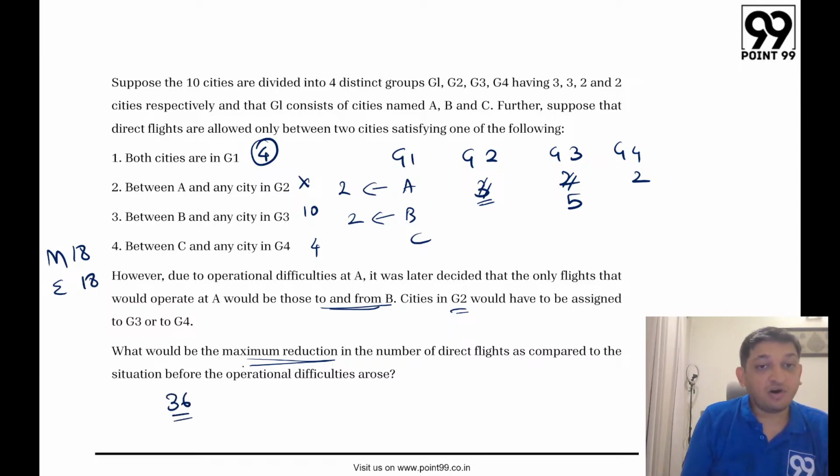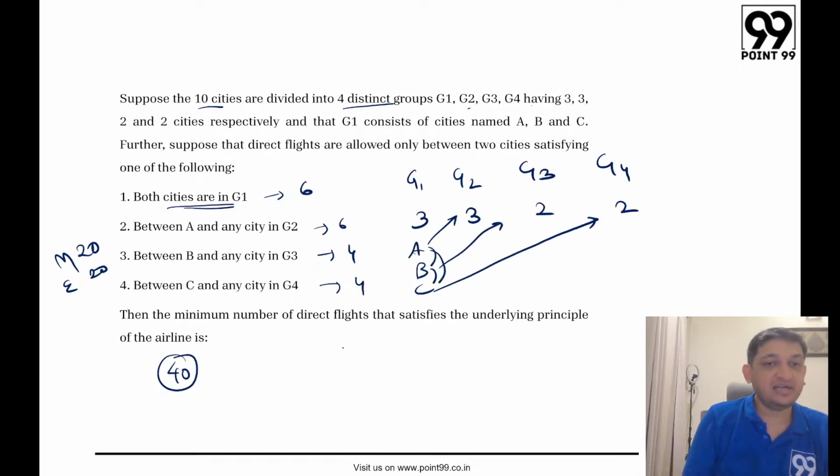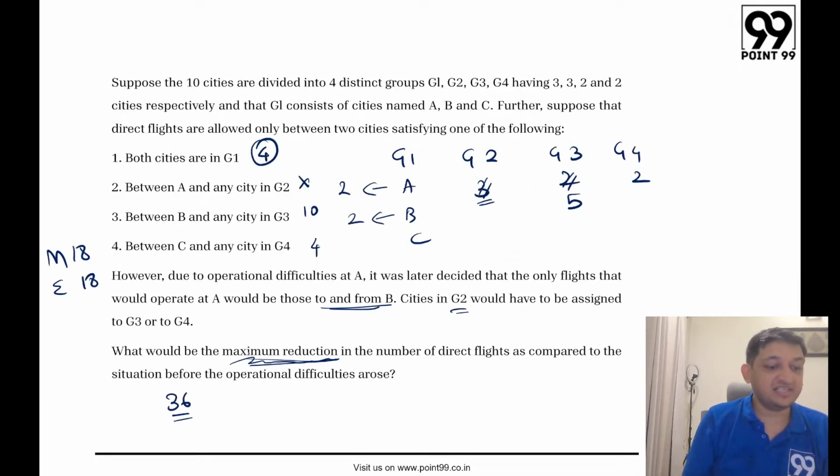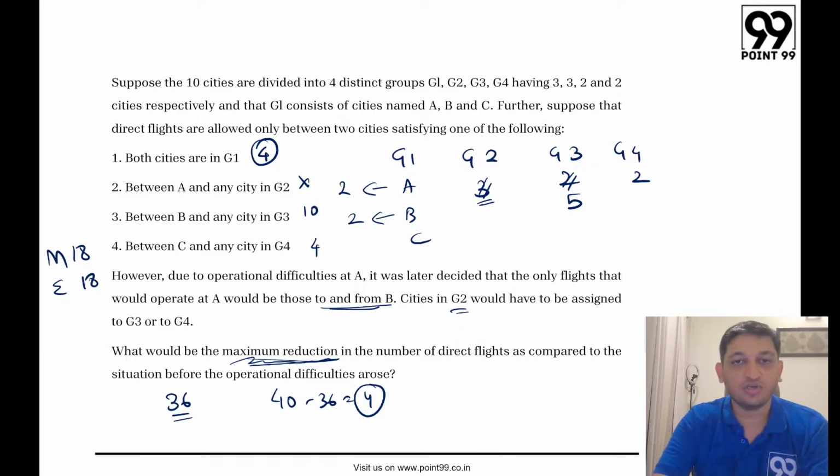What was the question asked? What will be the maximum reduction in the number of direct flights? So how many flights were there earlier? 40. How many flights are there now? 36. What will be the reduction? 40 minus 36, that is 4. So the correct answer here will be 4. The reduction should be by 4 flights for this issue to be resolved. Fine? Make sense?